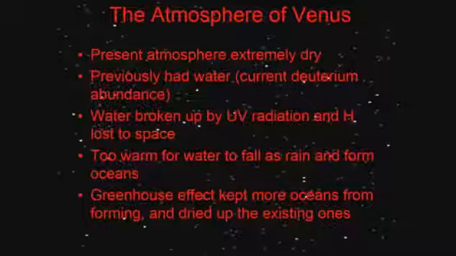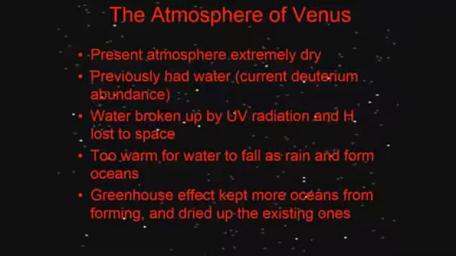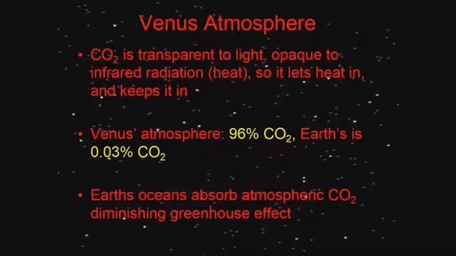It was pretty much too warm for water to fall as rain and form any oceans, and then the greenhouse effect kept any oceans from forming, and if there were any water oceans on Venus, the greenhouse effect would have dried them all up. And that's because, as we said before, carbon dioxide is transparent to light, but doesn't let infrared radiation out. So light gets in, heat doesn't get out. So Venus's atmosphere, being 96% CO2, gave a serious greenhouse effect and trapped heat. Earth's is about 0.03% CO2. So you can see the contrast between the two planets there.